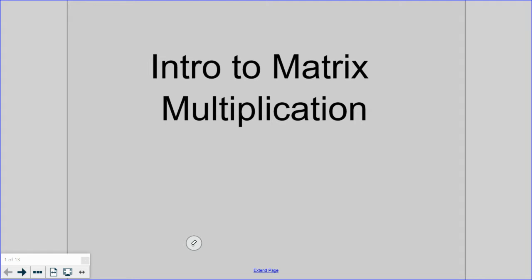Everyone, this is Mrs. Shaw, and today we're going to introduce you to matrix multiplication, which is different than adding and subtracting and scaling matrices.